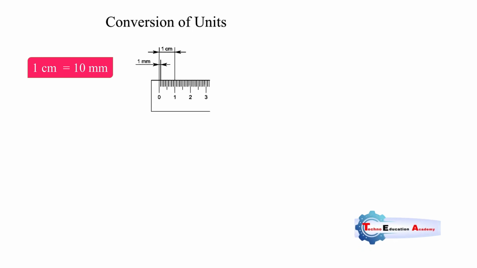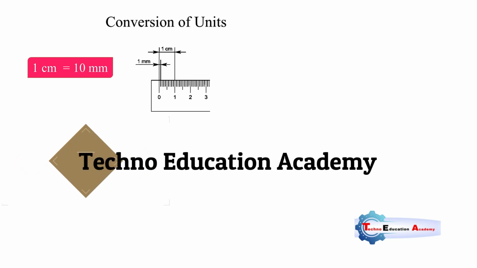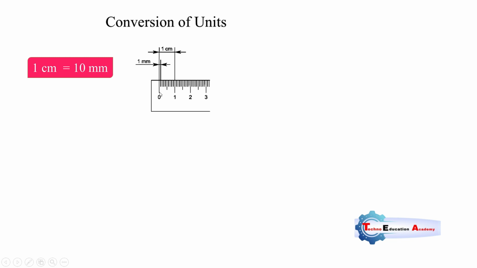So as we know that 1 centimeter equal to 10 mm. On the scale here you can see that each centimeter contains a total of 10 divisions and 1 division equal to 1 mm. So here you can see that in 1 centimeter a total of 10 divisions is given. So 1 centimeter equal to 10 millimeter or 10 mm.